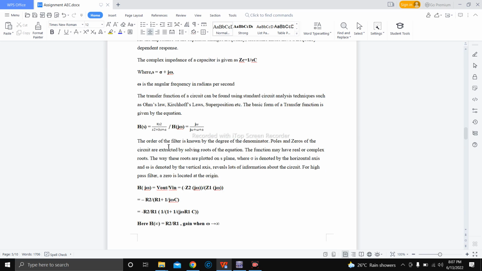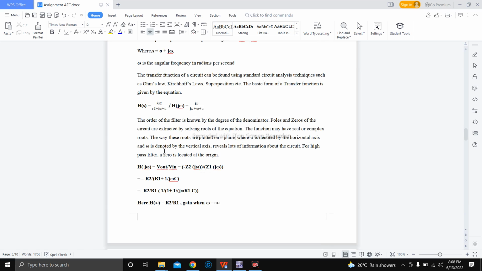The order of the filter is known by the degree of the denominator. Poles and zeros of the circuit are extracted by solving the roots of the equation. The roots may be real or complex. The way these roots are plotted on a plane, where sigma is denoted by the horizontal axis and omega is denoted by the vertical axis, reveals lots of information about the circuit.